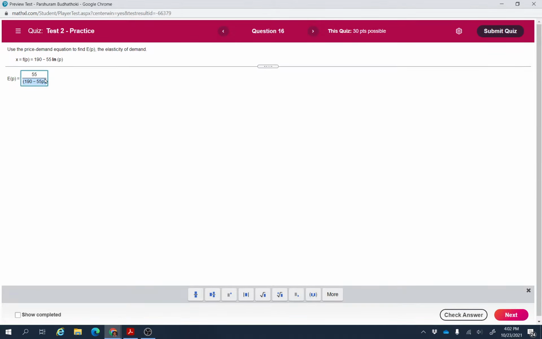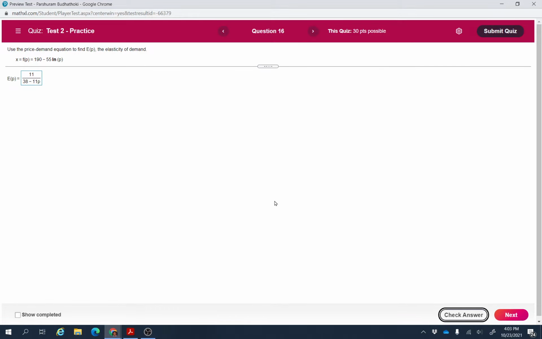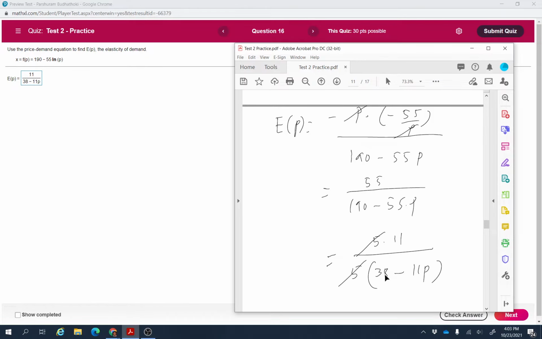So let me just do that here. 11 over 38 minus 11p. Let's see. Again, it's wrong. I'm not so sure why it's wrong. 11 over 38 minus 11p. Let me check my formula. Okay, so I will just check the formula.